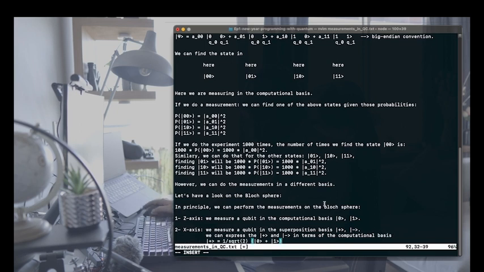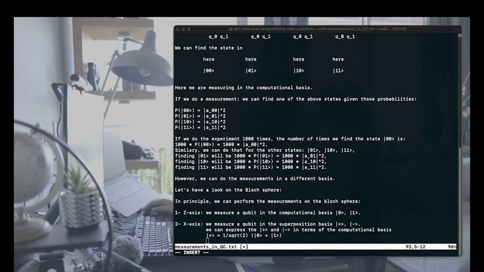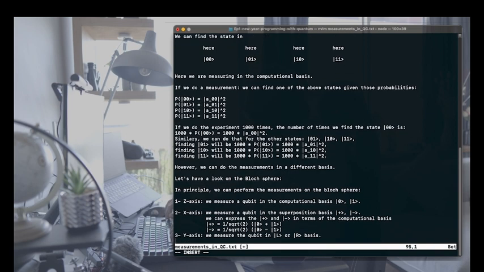So the ket plus will be 1 over the square root of 2 times the sum of ket 0 plus ket 1, and similarly ket minus will be 1 over the square root of 2 times the subtraction between them. So it will be ket 0 minus ket 1.